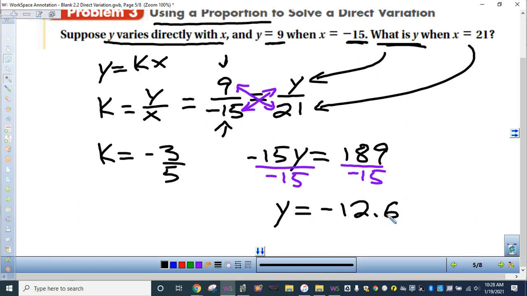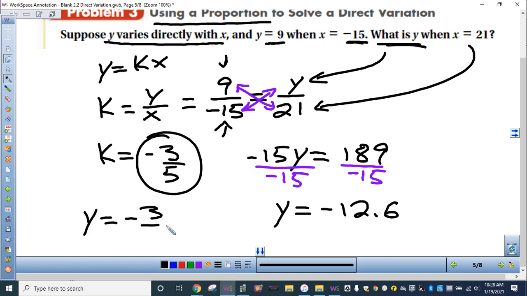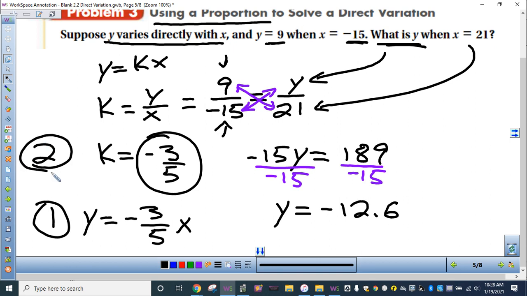Okay, so direct variation equation. Here's my k. So all I have to do is write negative y equals negative 3/5 x. So we have our direct variation equation, we have our k value, and then the third thing is answering this, what is the new y? The new y is negative 12.6.